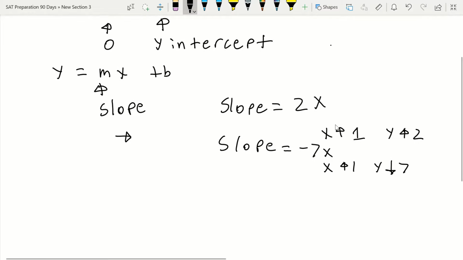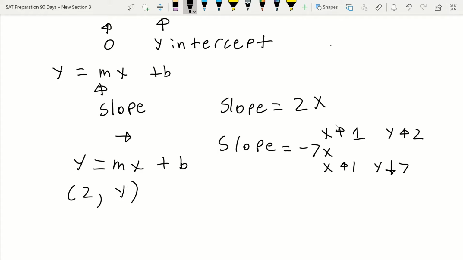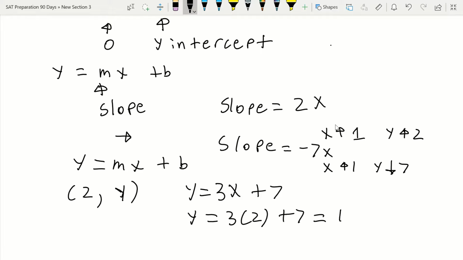Another thing that you need to know is how to manipulate it. So let's say that we have y equals mx plus b, and you're asked for the point where x is 2 and then what y is based on this equation. Let's say our equation is y is equal to 3x plus 7. So what is y when x is 2? Well, we plug in 2 for x, so we have y is equal to 3 times 2 for x plus 7. That's going to be 3 times 2, that's 6. 6 plus 7 will be 13, and your y will equal 13.